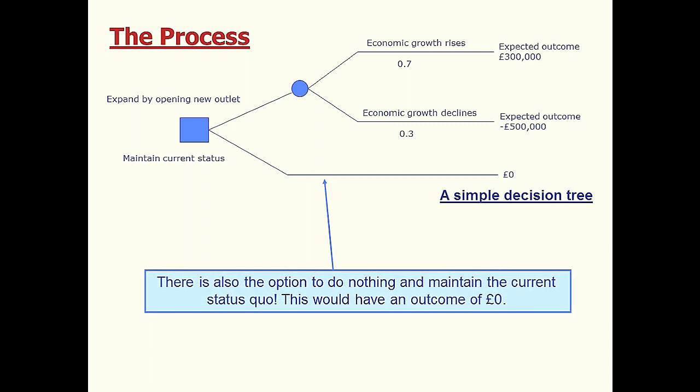Now there is also an option where the business decides to do nothing and stick with the current situation. In this condition, you can see that the outcome is 0 because they decide to do nothing, they just remain with their existing status. So we can say that there will always be a point where we'll show in the tree diagram the option of doing nothing or staying in the same situation.